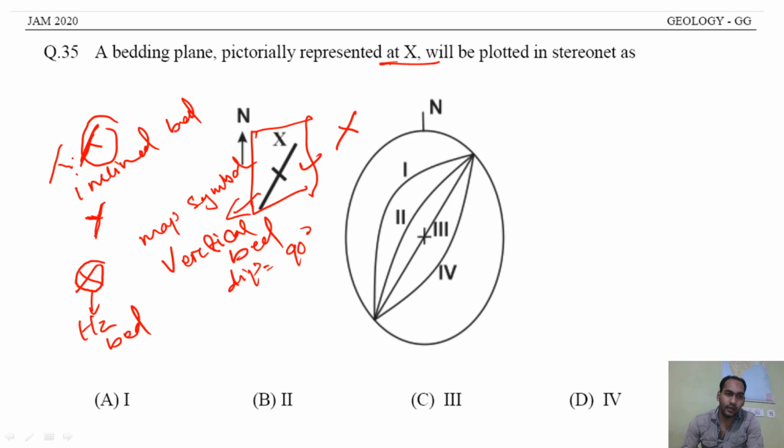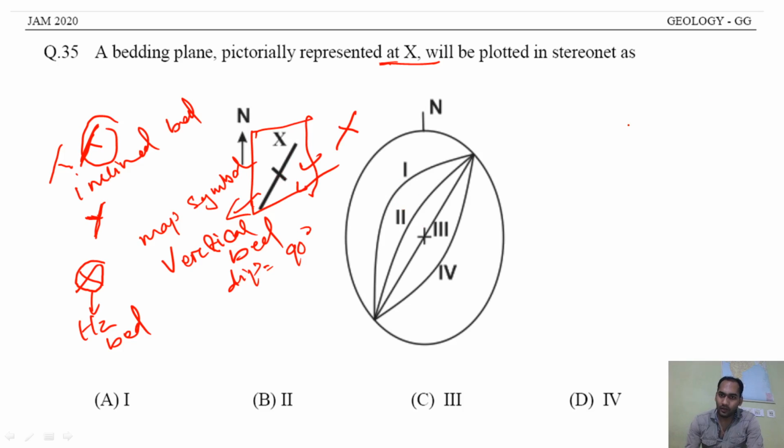if it will be like this, it is inclined in a single direction. If it is like a plus, that is a vertical bed, or if there is an outer circle, then there is a horizontal bed. So here X is a vertical bed, and it is asked which of the following grid circles 1, 2, 3, 4 will be representing this X. Okay, so when the plane is vertical, where are we going to plot this vertical plane?